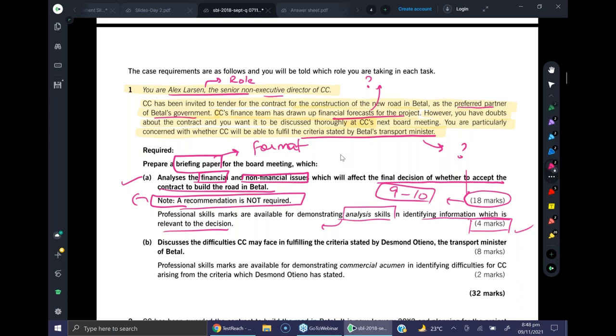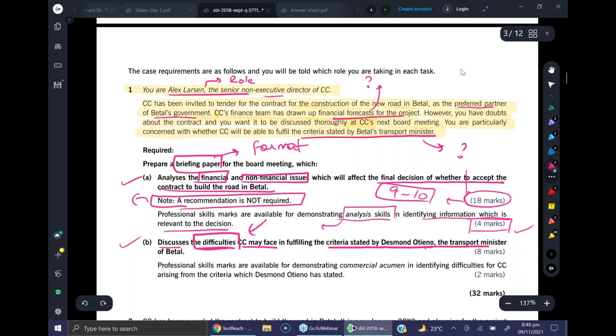Okay. Requirement B on the very same briefing paper: discuss the difficulties. So that's the key word. Discuss the difficulties CC may face in fulfilling the criteria stated by Desmond, the Transport Minister of Beetle. So there is some criteria given by the Transport Minister which must be there in some exhibit. So we'll have to calculate the difficulties in meeting that criteria.